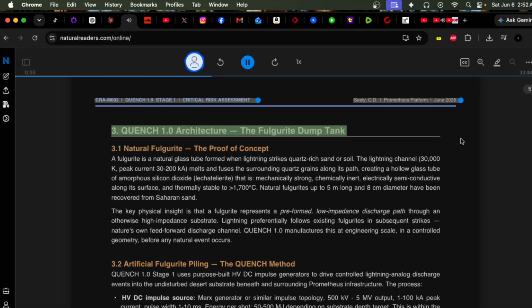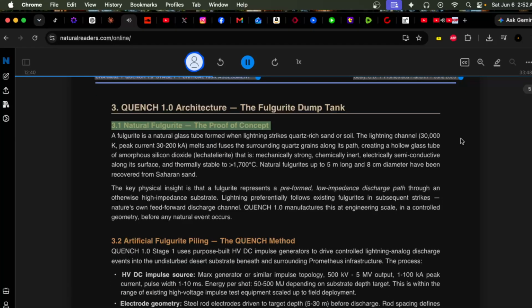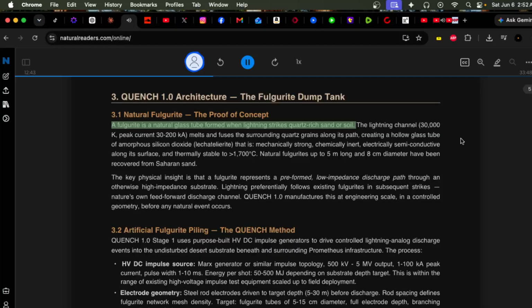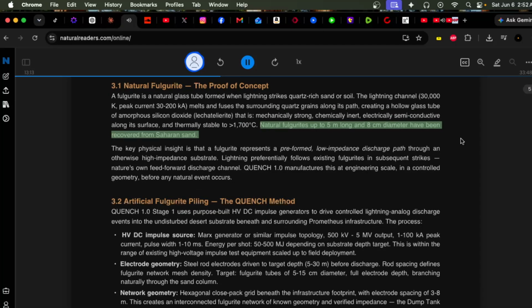3. QUENCH 1.0 architecture, the fulgurite dump tank. 3.1 Natural fulgurite, the proof of concept. A fulgurite is a natural glass tube formed when lightning strikes quartz-rich sand or soil. The lightning channel melts and fuses the surrounding quartz grains along its path, creating a hollow glass tube of amorphous silicon dioxide that is mechanically strong, chemically inert, electrically semiconductive along its surface, and thermally stable to greater than 1,700 degrees Celsius. Natural fulgurites up to 5 meters long and 8 centimeters diameter have been recovered from Saharan sand.